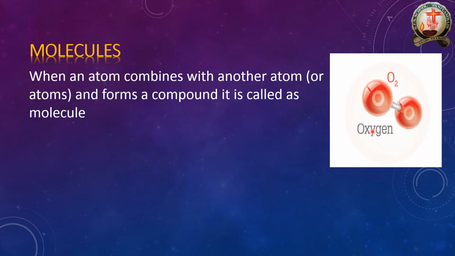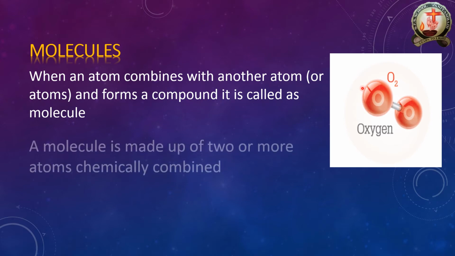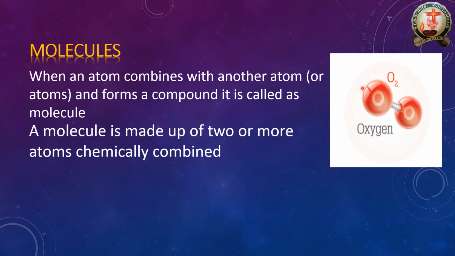See, when an atom combines with another atom or atoms and forms a compound, it is called a molecule. I have shown only one example, the oxygen atom, because it is very essential for our life, so you should be aware of that. So one oxygen atom and another oxygen atom combine to form an oxygen molecule. A molecule is made up of two or more atoms chemically combined.